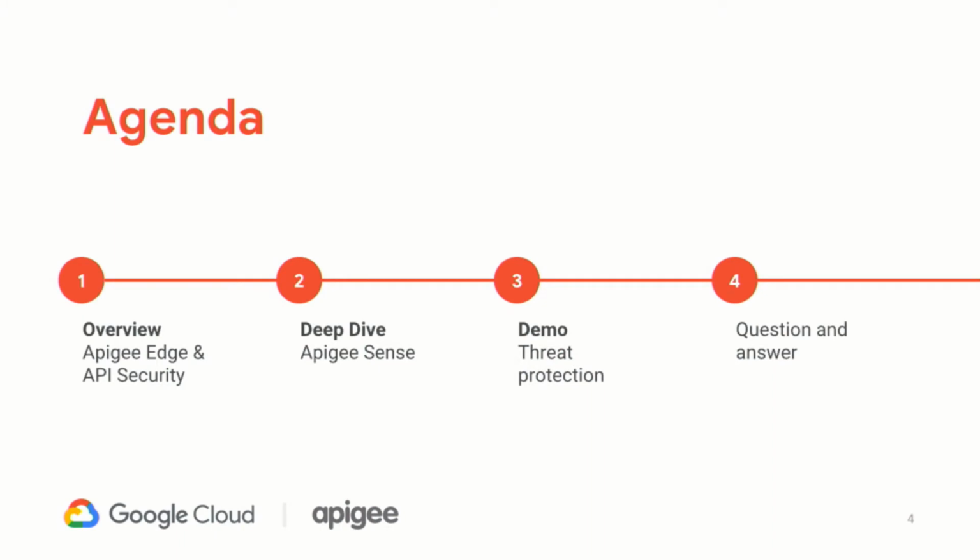So we have a lot to cover today, but we're going to be looking at an overview of the Apigee Edge platform, which is Google Cloud's API management solution. And we'll talk specifically a lot about API security and the things you need to consider as an API provider. Then I'll take you on a deep dive into Apigee Sense, which is a feature of the platform that provides bot detection and behavior-based detection. And then we'll go on to a demo of that particular feature, and then we'll move into Q&A.